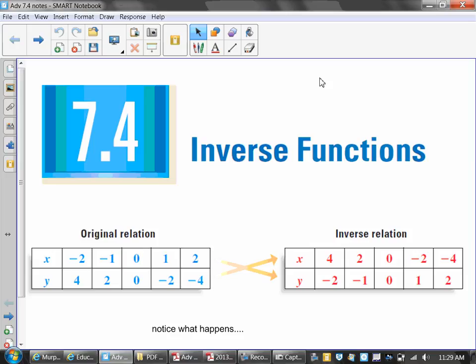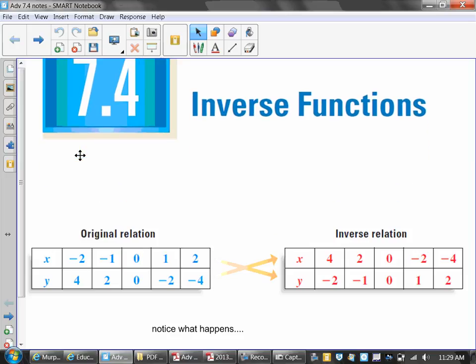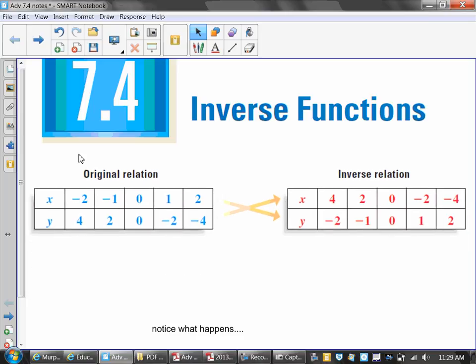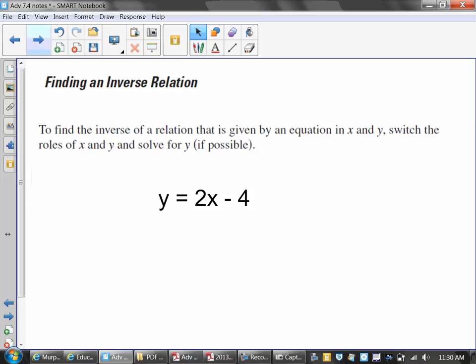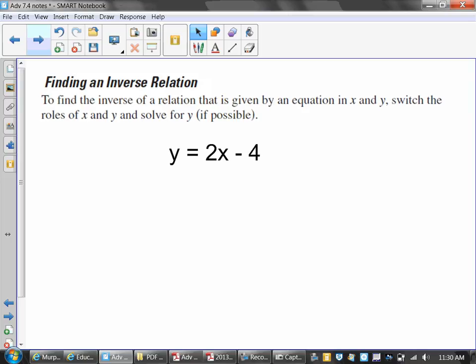So here we go, inverse functions. What I want you guys to understand when you're looking at an inverse, don't write this out. Let's just look at what happens. When you're looking at these two tables, what happens for the inverse? Yeah, they just switch. You interchange x and y. So when you're dealing with inverses, all you're doing is switching your x and y values. What we're looking at today are inverse functions, and we're working with inverse relations.